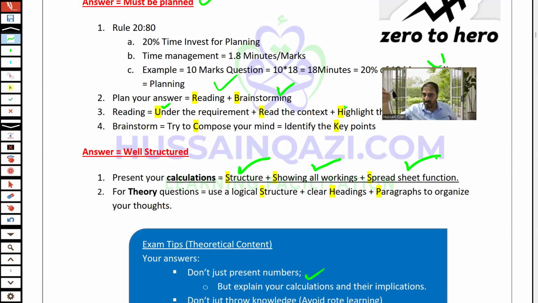All latest exam questions are in CBE format. And apply this rule. Structure main workings, show all relevant workings, and try to start with the working of spreadsheet functions. Do it in this manner.